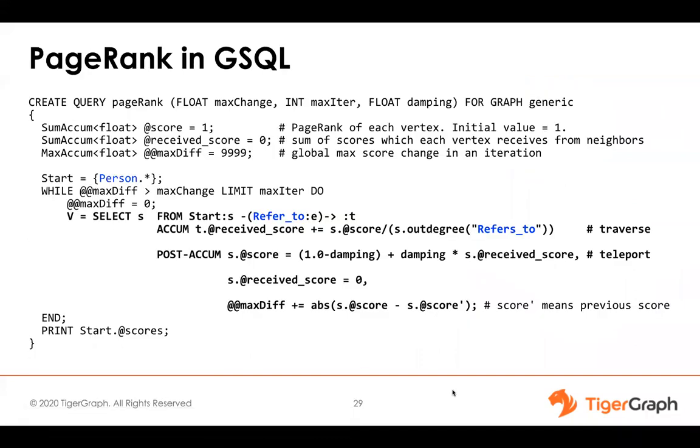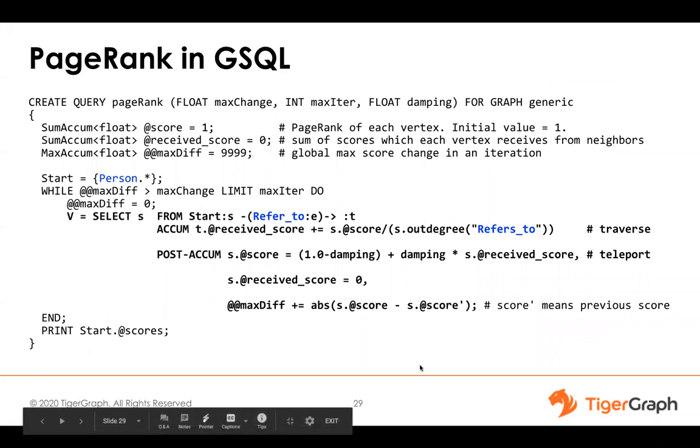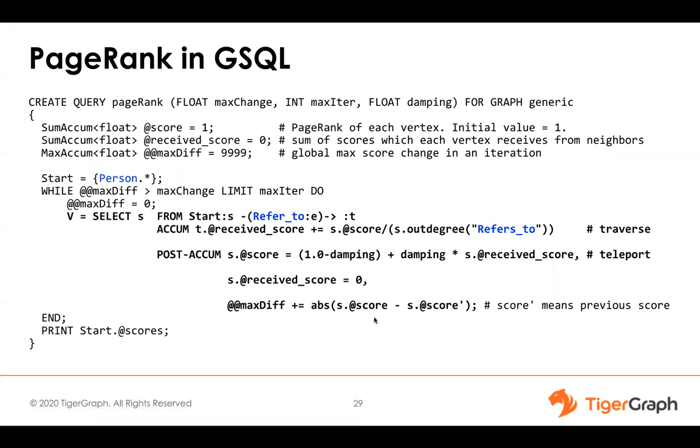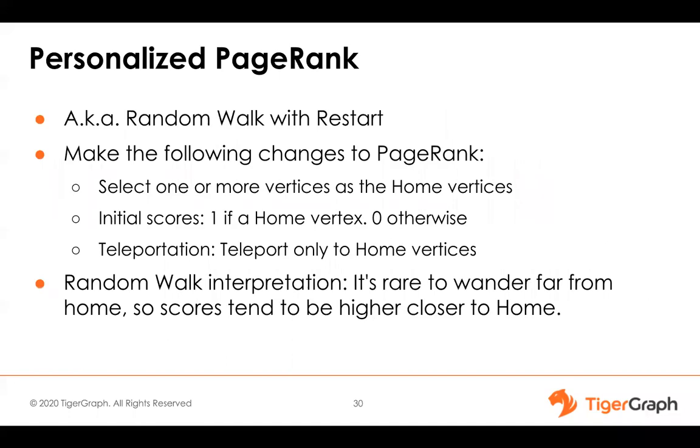This is the GSQL formulation for it. And again, in the interest of time, I'm not going to go over this in a great lot of detail. It was presented in Graph Gurus 5, because I want to get to the demo. I'm just going to mention personalized PageRank very briefly, also known as random walk with restart.